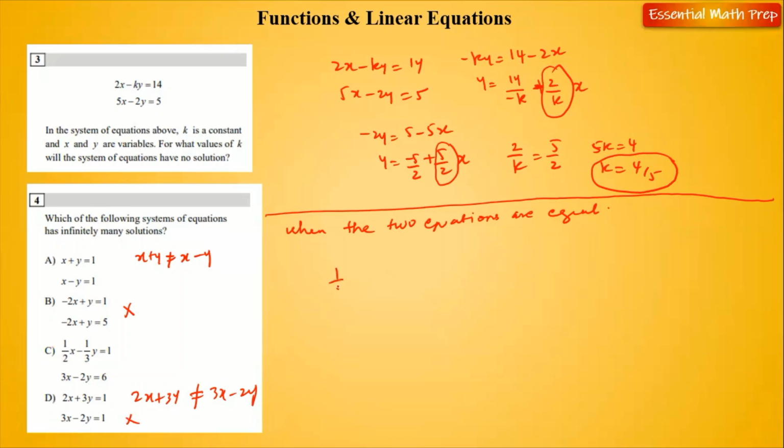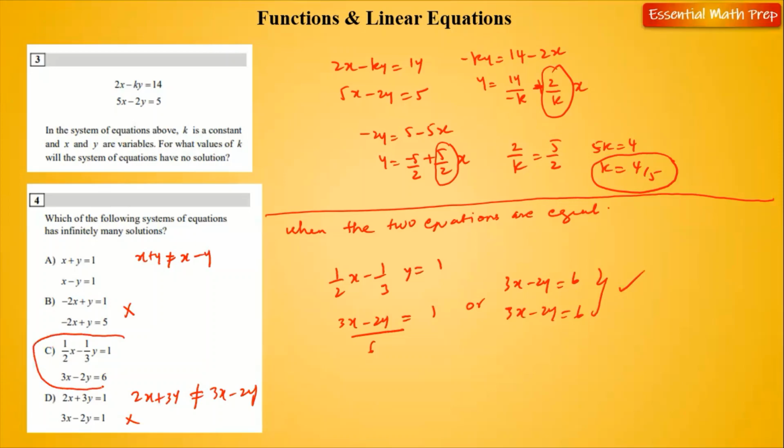That is, if you simplify this further, get it out of the ratio form, then if you take 6 as a common denominator, it's 3x minus 2y equals 6, and the other equation is also 3x minus 2y equals 6. These two are equal, therefore the system of equations has infinite solutions when the two equations are equal. That's how you solve that problem.